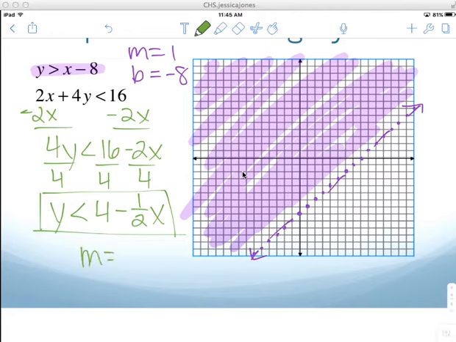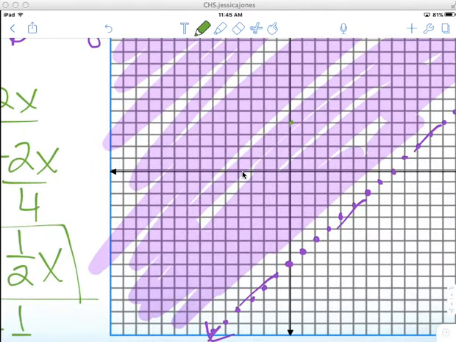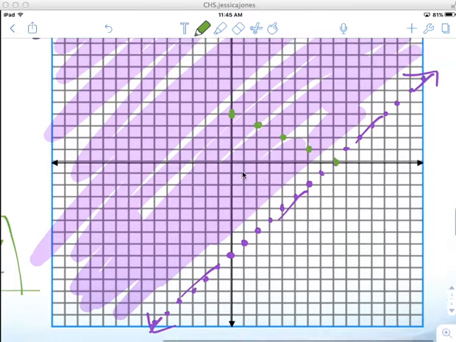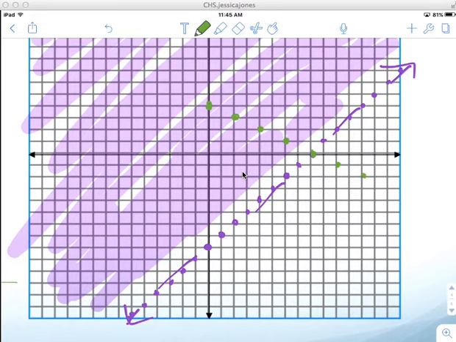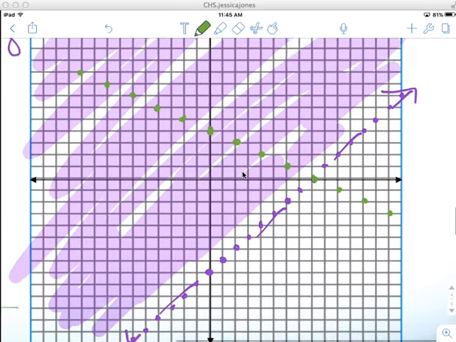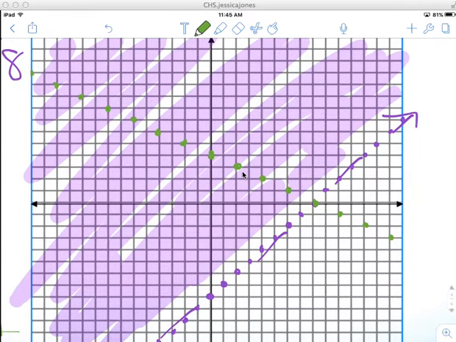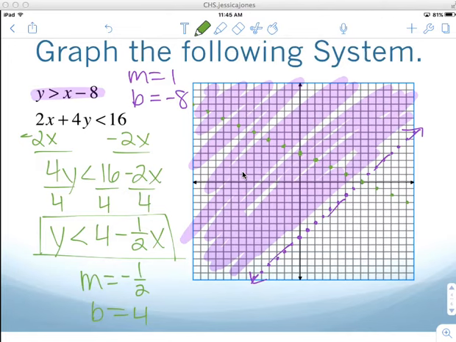My slope is negative 1/2. My y-intercept is 4. So we're going to start at positive 4. And I go down 1, right 2. Or we go up 1, left 2. This is a less than sign, so we're going to keep it dotted. And we're going to shade everything below in green.